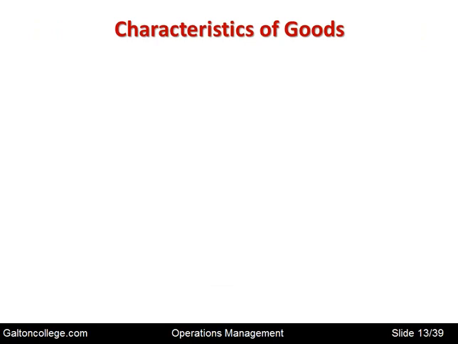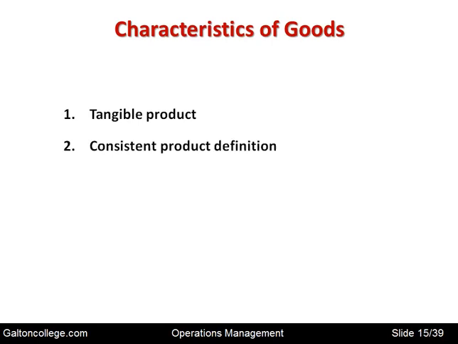Now, the characteristics of goods, and here I'm going to distinguish between goods and services, but here let's talk about goods, and by that I mean some sort of tangible product. It's something that's made, something that can be touched. So it's a product in a very traditional sense of the word. It's something that can be touched, it's something which has come off the production line at the end.